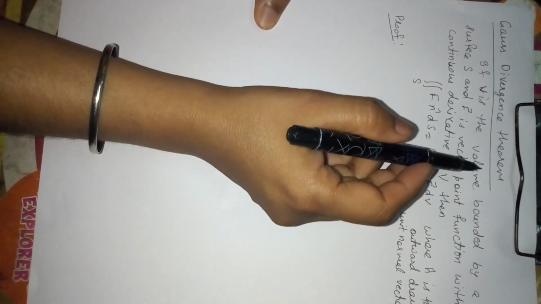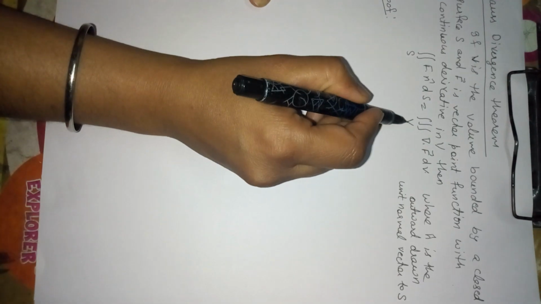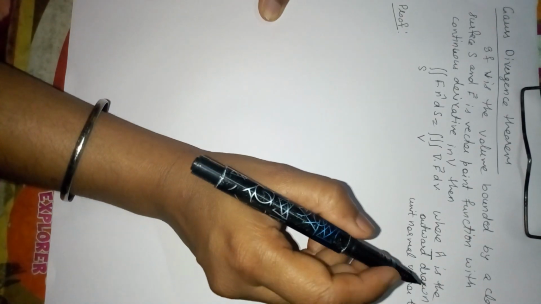Let us discuss Gauss Divergence Theorem in this lecture. If V is the volume bounded by a closed surface S and F is a vector point function with continuous derivative in V, then the double integral over S of F dot n dS is equal to the triple integral over volume V of del dot F dV, where n is the outward drawn normal unit vector to surface S.